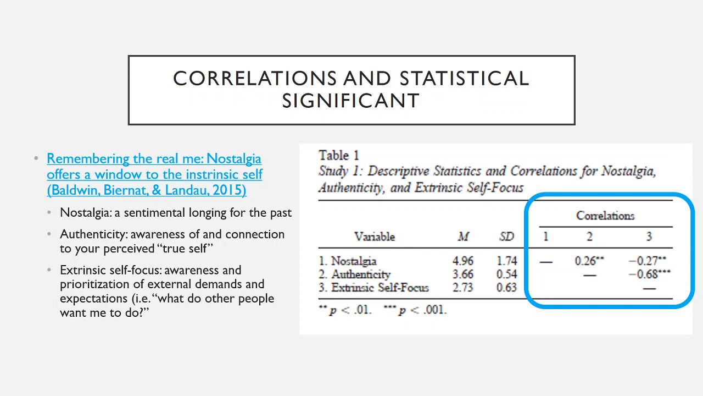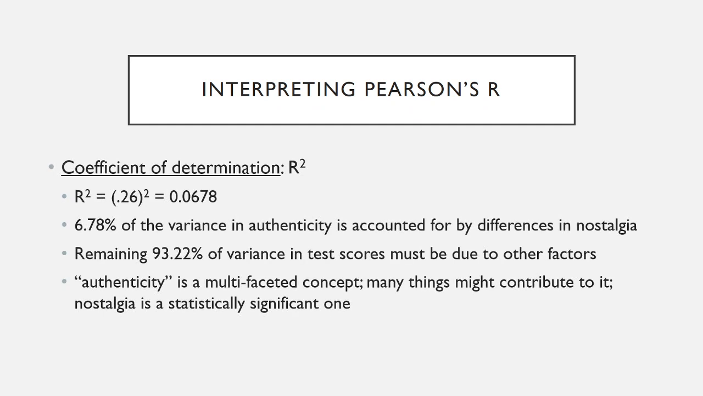But that basically would be a way that you would visualize a correlational matrix in good, clean APA format without redundant or unnecessary information. I'm going to bring back up this concept of your coefficient of determination because, as I mentioned, this is one way that you can interpret your correlational research. If you were to take the correlation from that publication on the previous slide that depicted the correlation between nostalgia and authenticity and square it, you would get 6.78% of the variance in authenticity is accounted for by differences in nostalgia, meaning that the vast majority of variance in that authenticity variable is due to other factors.